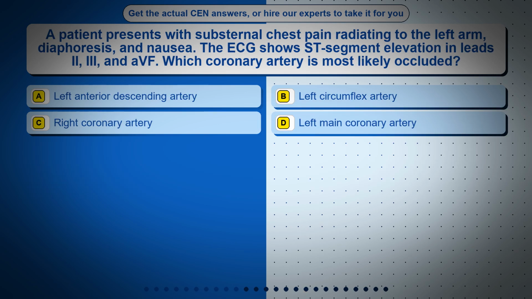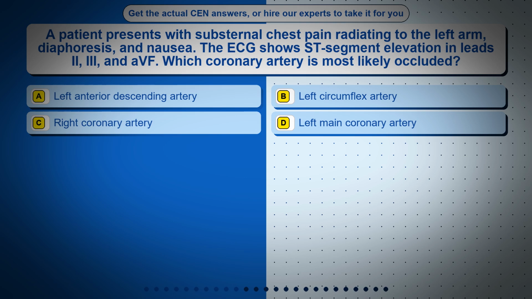Question 10. A patient presents with substernal chest pain radiating to the left arm, diaphoresis, and nausea. The ECG shows ST segment elevation in leads II, III, and aVF. Which coronary artery is most likely occluded?